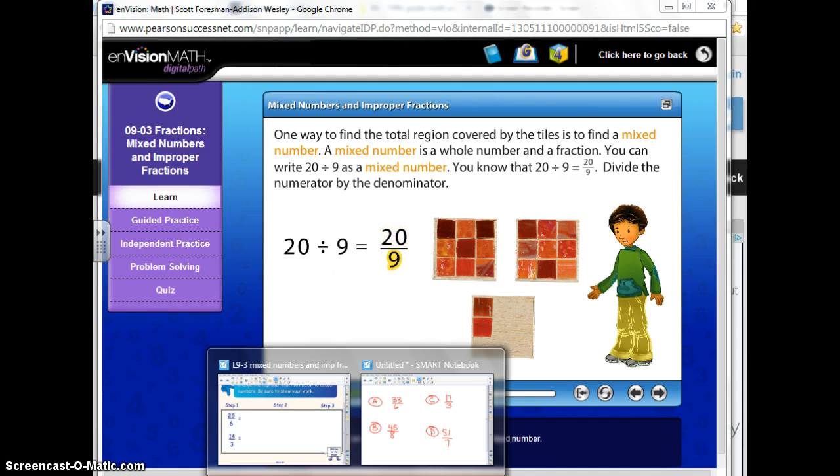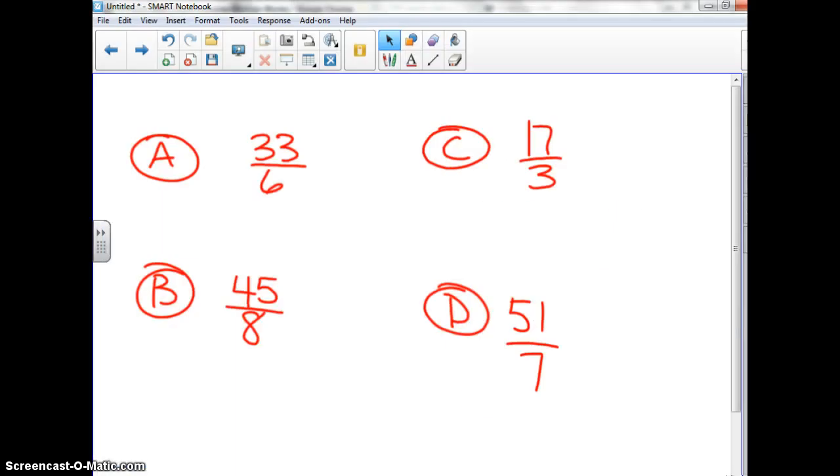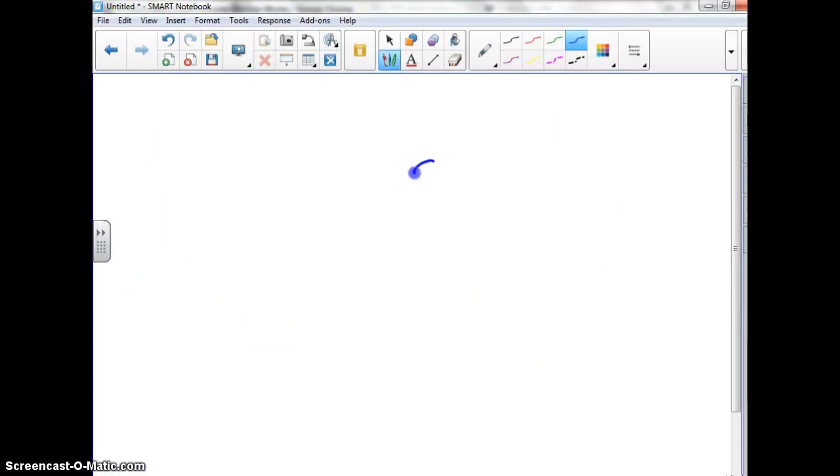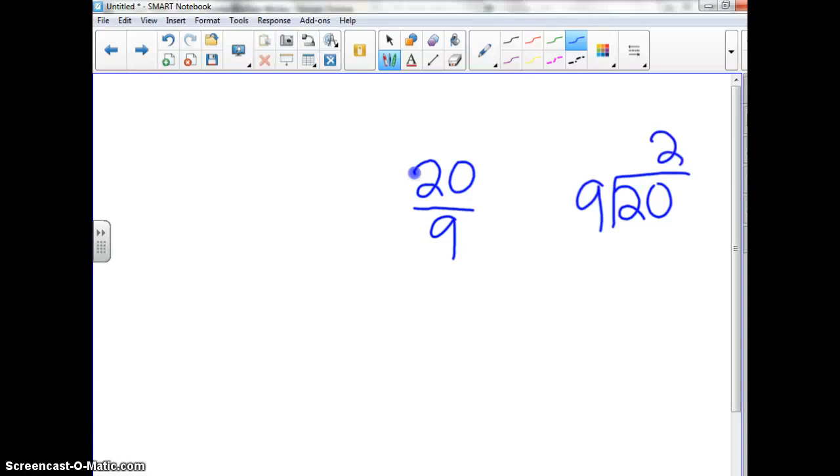We're going to take 20 over 9, and we're going to write it just like it was in that problem. That bar stands for divide. So we're going to make a problem that looks like this. 20 divided by 9. Easy division, right? How many 9s are in 20? Shout it out. 2. 2 times 9 is 18, and when we subtract, we get 2, and that's our remainder, right?